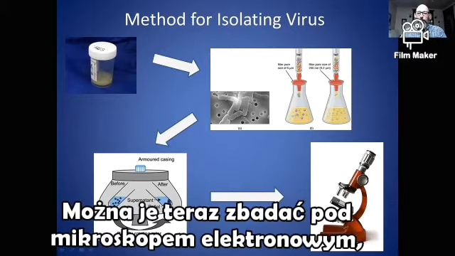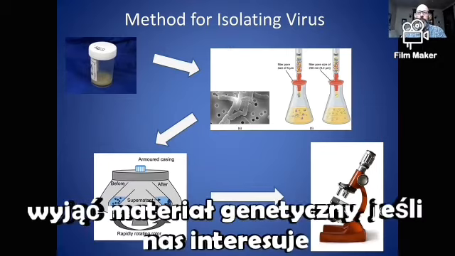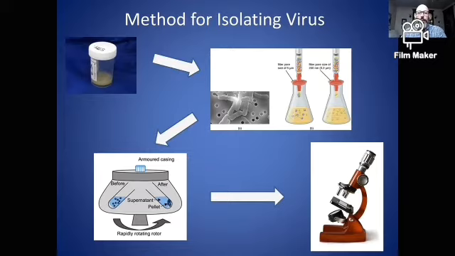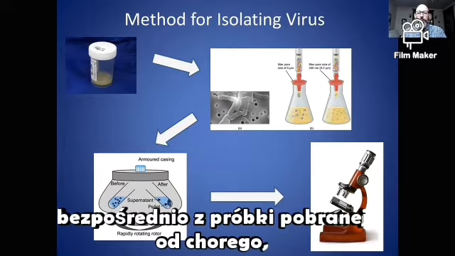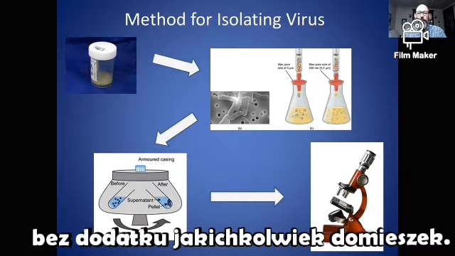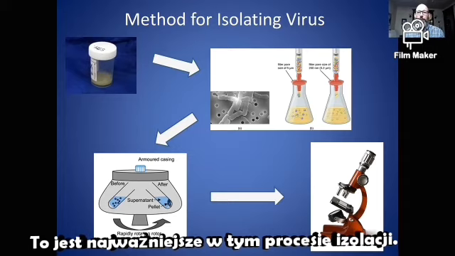And then you can look at them under the electron microscope, and you can do chemical characterization on them, and you can extract genetic material if you want to look at that. But the key thing is that going through these steps, you've completely purified the particles directly from the sick patient specimen without mixing any adulterants or other things with it. And so that is really key for this isolation step.